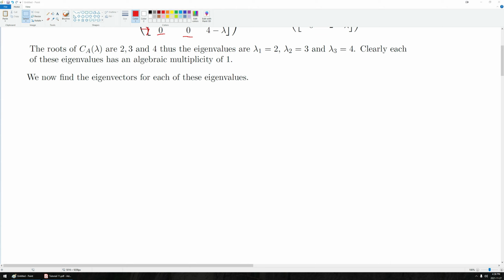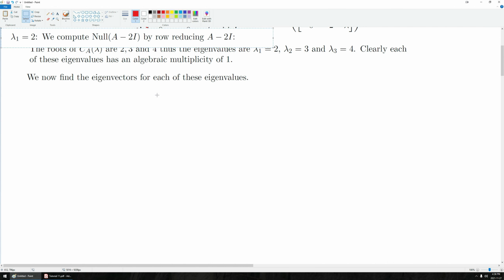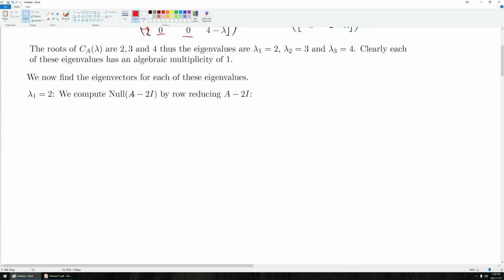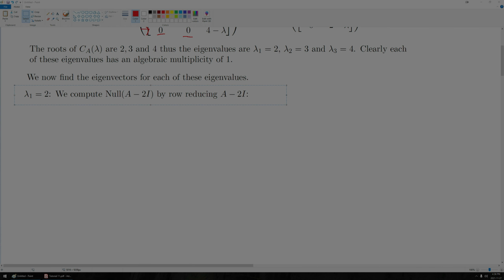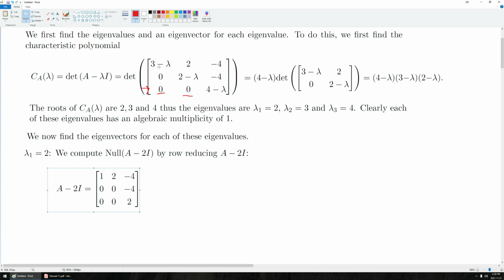So for lambda 1 is equal to 2, I simply need to compute the null space of A minus 2I. And again, just recall, I do this by row reducing A minus 2I. Okay, so here, to do that, I simply write the matrix A minus 2I. That simply subtracts 2 from the diagonal, so if I plug in 2 for each one of these, this is what I get here, right? 3 minus 2 is 1, 2 minus 2 is 0, 4 minus 2 is 2.